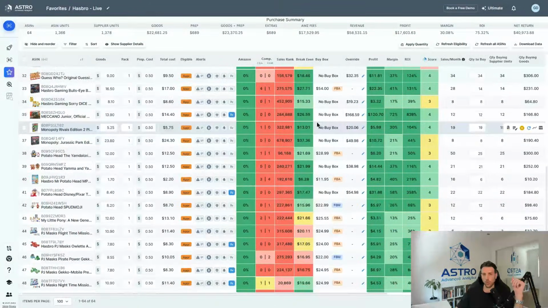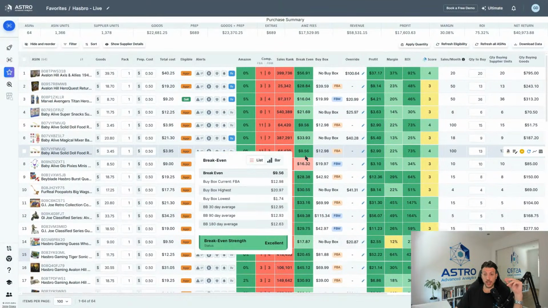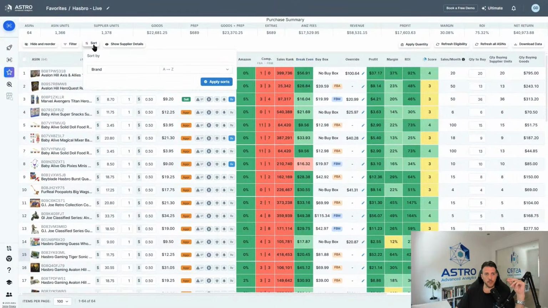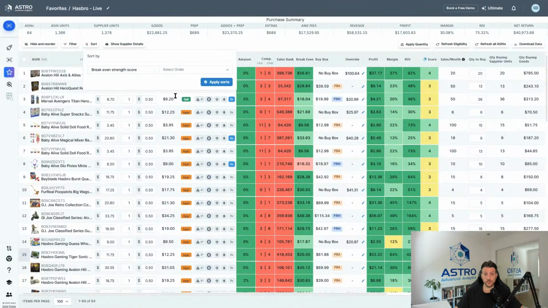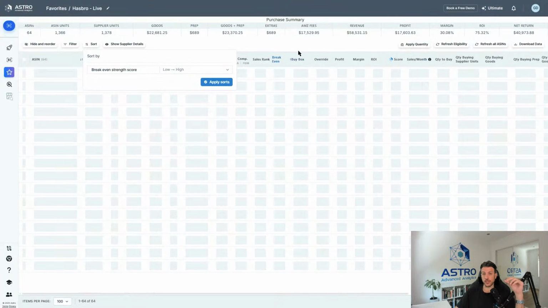One of the things that I also always look at when I look at these products, it's an instant remove in most cases, is I like to look at this column right here. The break-even strength column, in my opinion, is probably the most overlooked stat. It doesn't always have to be positive for me to buy, but I'm always looking at it when I'm checking out a purchase order. So I go break-even strength score, and I go, let's say low to high. I want to see the lowest ones, and I want to see why it's red. It's very important to see why it's red.